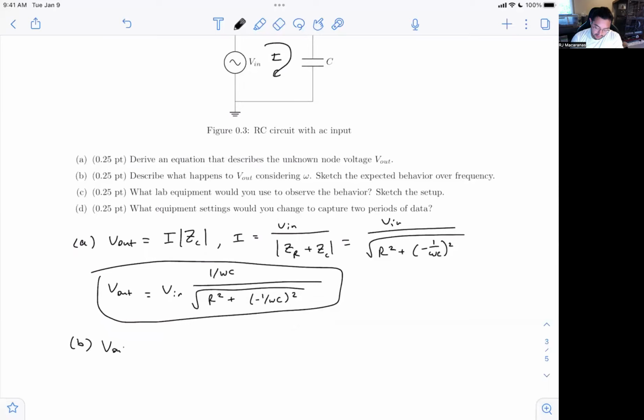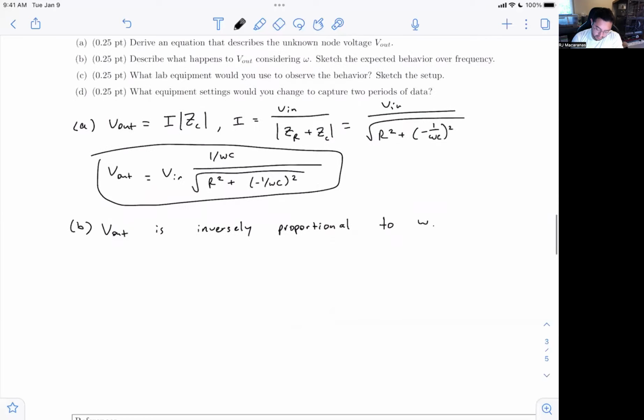So V out is inversely proportional to omega. When omega is 0, that's our point of maximum transfer. So V out takes in whatever V in is, so that capacitor charges up completely on the output. And then over time, it's going to allow less and less through.